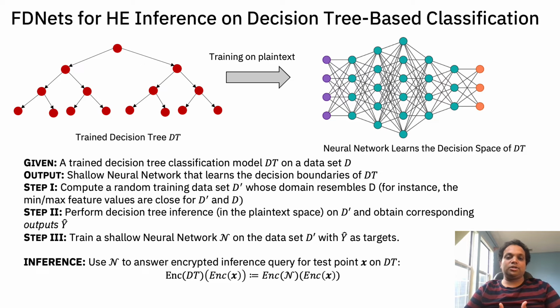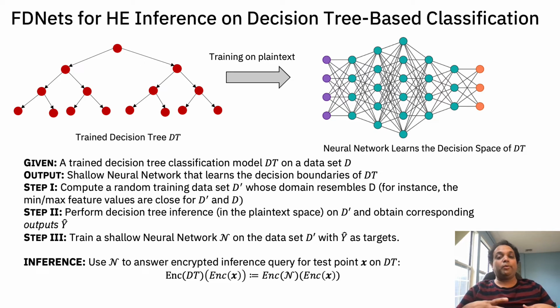So this slide shows you a high level approach of what we propose to do for a single decision tree. You can naturally extend this to an ensemble of decision trees or any complex model. Essentially, you're given a model, which in this case is a trained decision tree DT on a given training data set D.